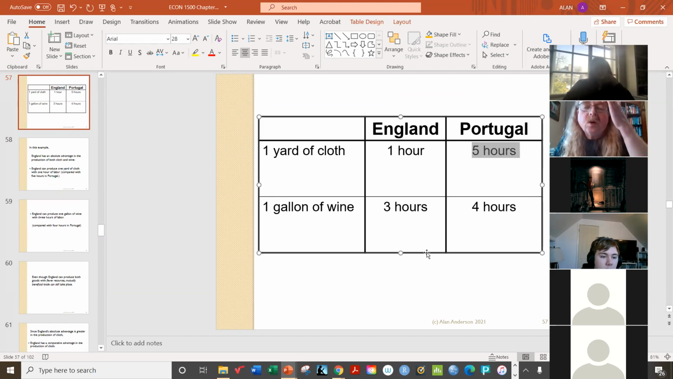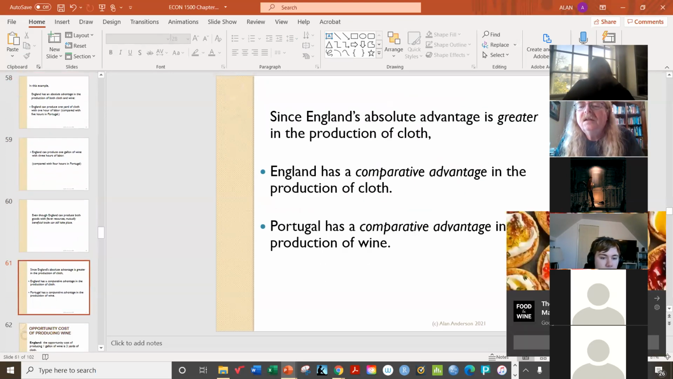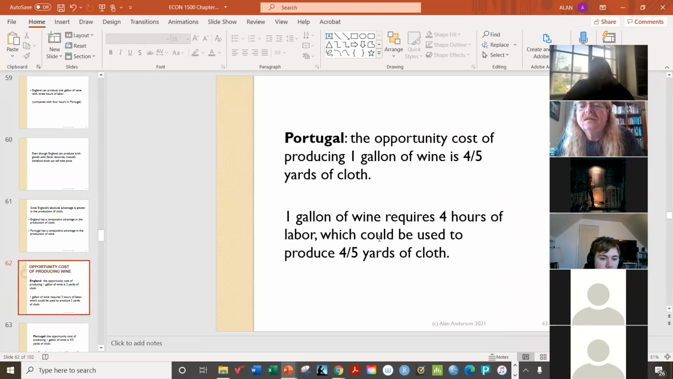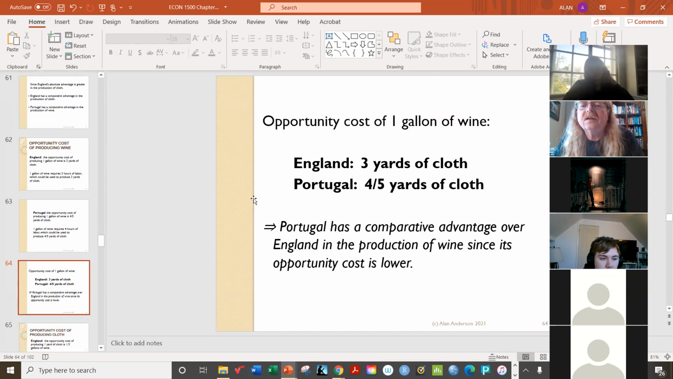So therefore, I would say that Portugal's opportunity cost in terms of the wine is only 4/5 of a yard of cloth, which is much lower than in England. And that's how we know that Portugal has the comparative advantage in the wine, because they have a much lower opportunity cost.